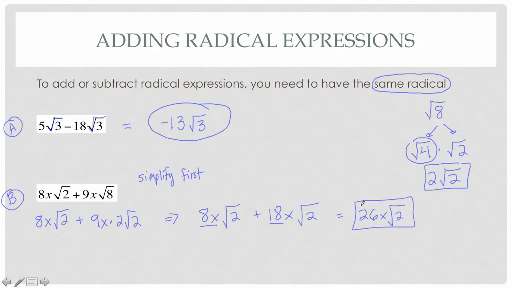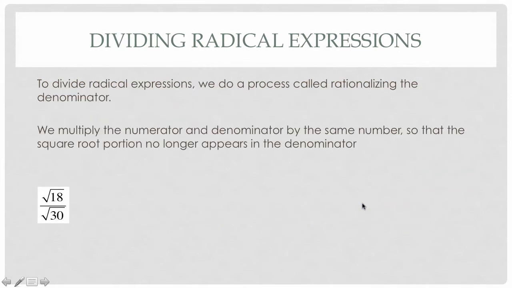Here we go, a couple examples of adding and subtracting radical expressions. Let's move on into dividing. So we did multiplying. Multiplying is easy, but dividing takes a little bit of work. We have to do a process called rationalizing the denominator. It's a big word there, right? But we're going to learn that skill.